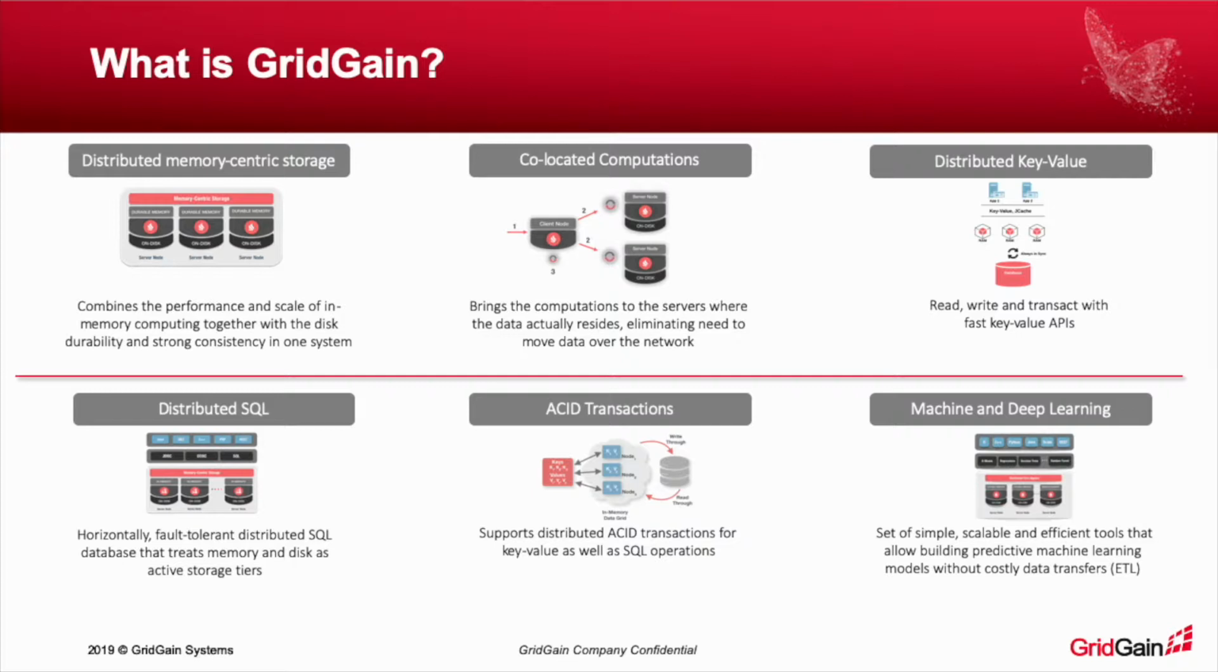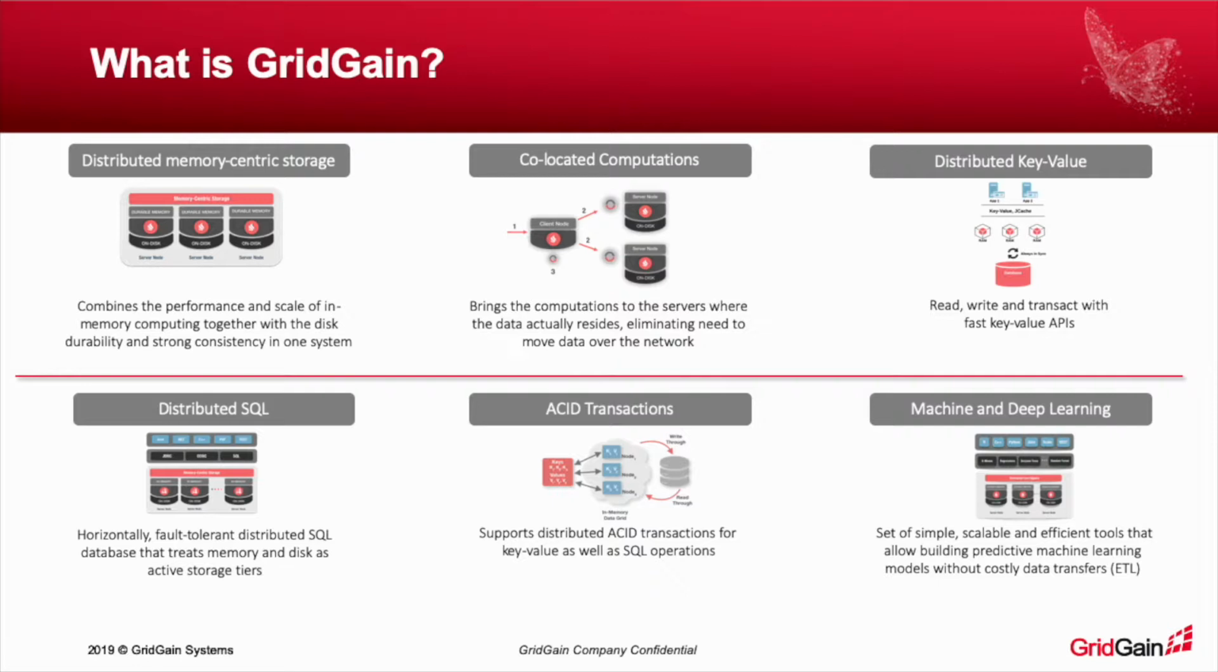Just a few examples of the things that GridGain actually does. Distributed memory-centric storage, so you store this data in memory. We do co-located computing. So rather than sucking the data from the grid, doing a computation and writing the answer back, we take the code and send that to the data, which makes the computations that much faster.